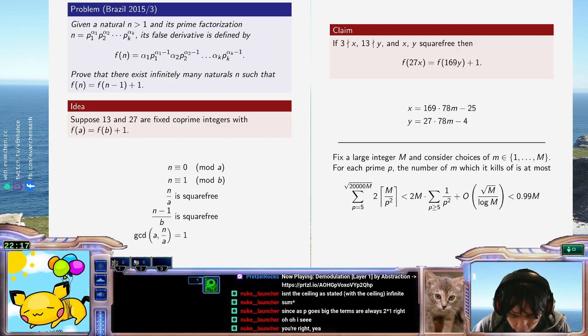And therefore, there will always be little m's for which both x and y are square free. You take these x and y, throw them in here, bada bing, bada boom, everything works. And we're done!